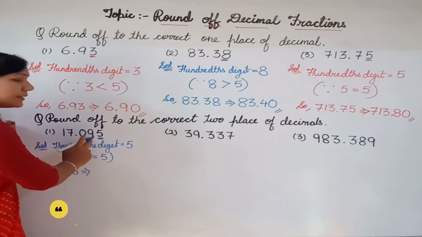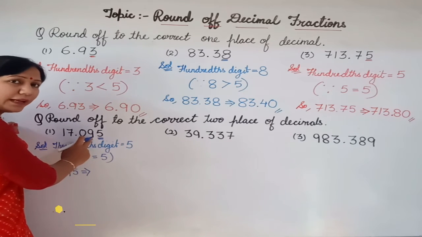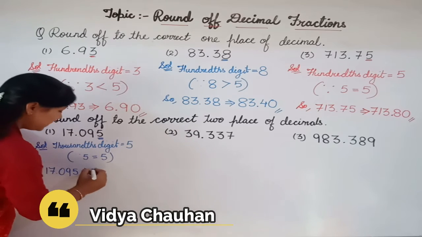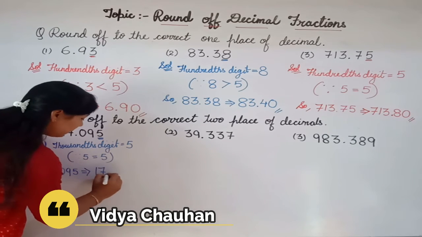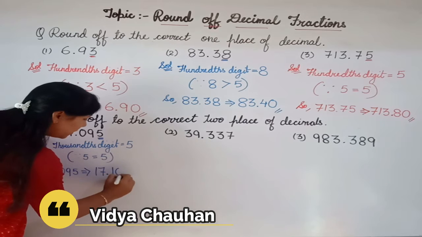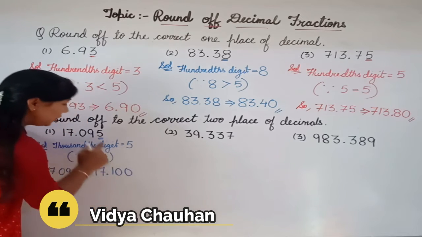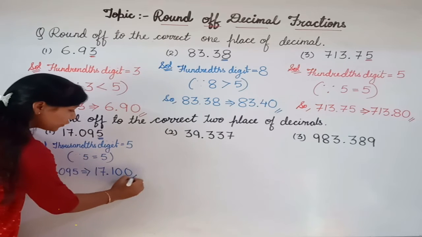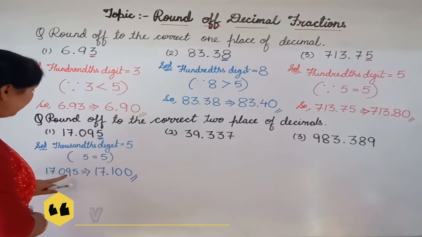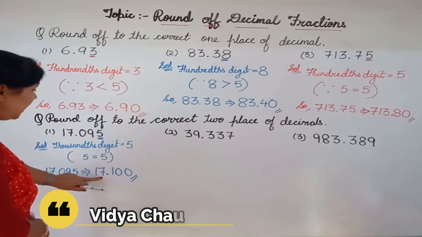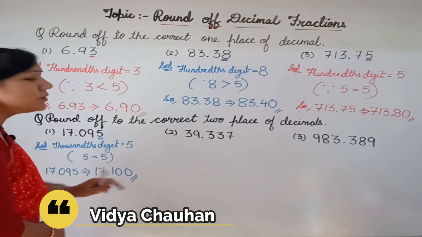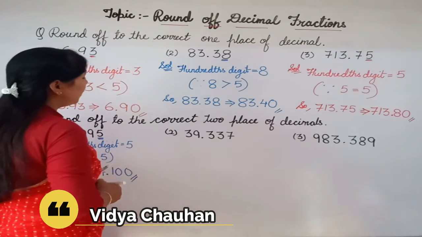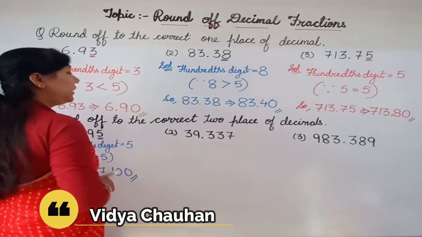If I increase 9 by 1, it will become 10. So the 1 is carried forward and this is replaced by 0. So the round off is 17.100, where we have replaced 5 by 0. Clear, students? So the round off for 17.095 is 17.100.